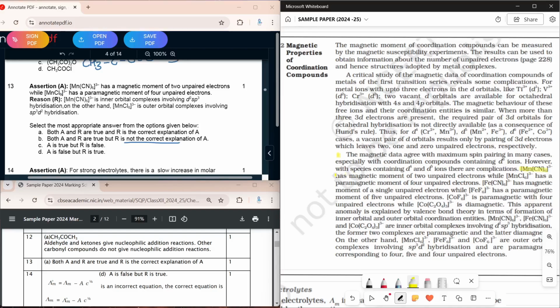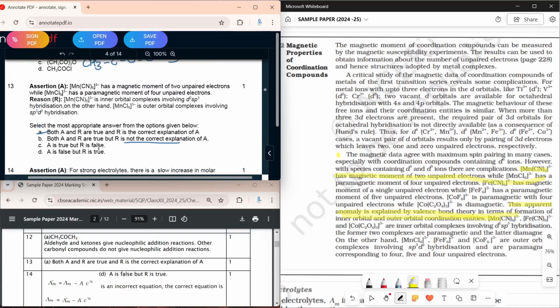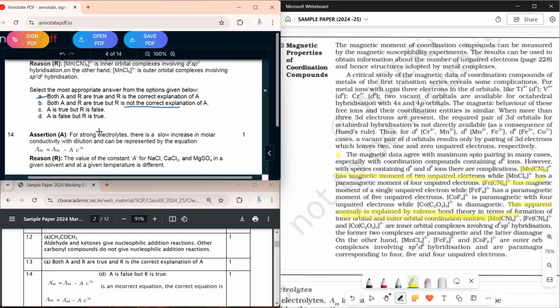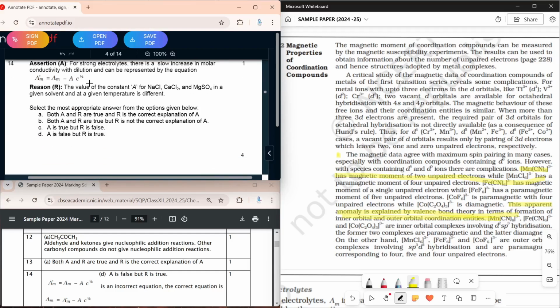So it gives you the whole thing, right? And the reason is this is an apparent anomaly explained by valence bond theory, and this is under the concept of valence bond theory. So based on this, both A and R are true, and R is the correct explanation of A. If you want me to clarify or explain a question in detail, definitely let me know. I will be more than happy to do so. This is just me trying to speed up and make sure your time is also saved.